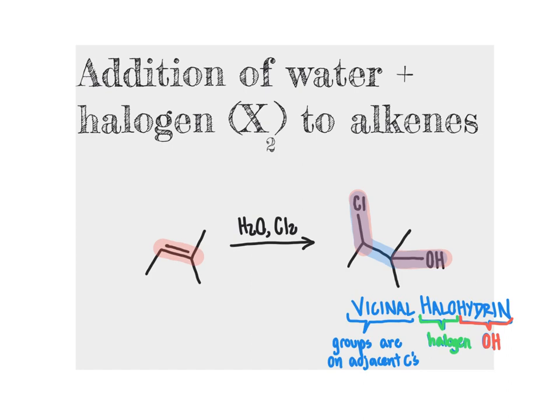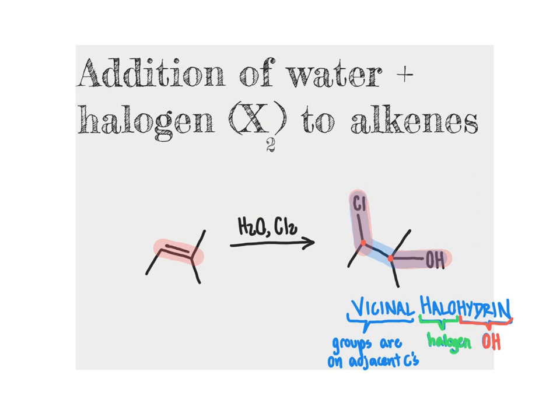The type of product that results from this reaction is referred to as a vicinal halohydrin. The term vicinal is a general term that refers to two groups that are on adjacent carbons. So in this case, with our vicinal halohydrin, we have our carbon here and here. The chlorine and the hydroxy group are on adjacent carbons, and therefore we'd say the chlorine and hydroxy group are vicinal to one another. They are on adjacent carbon atoms.